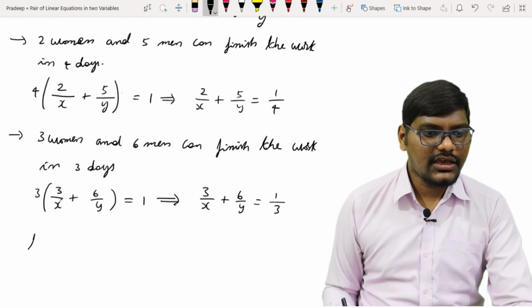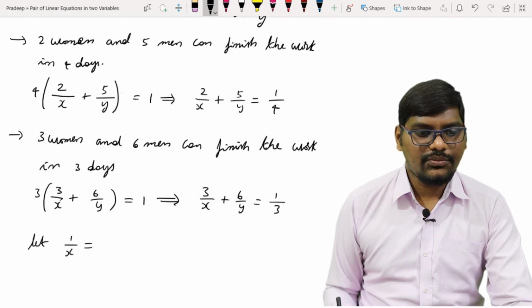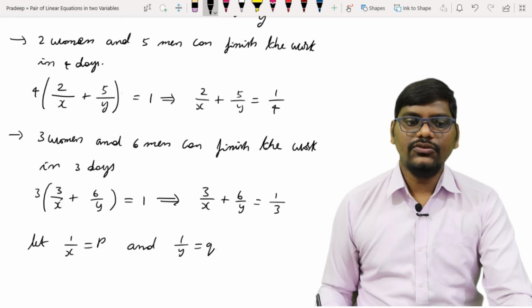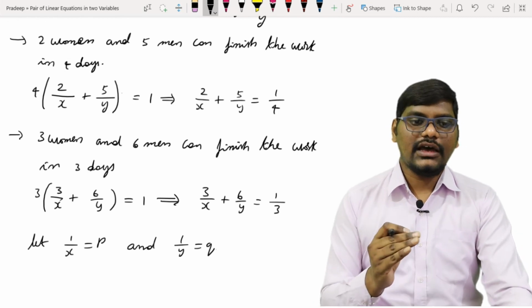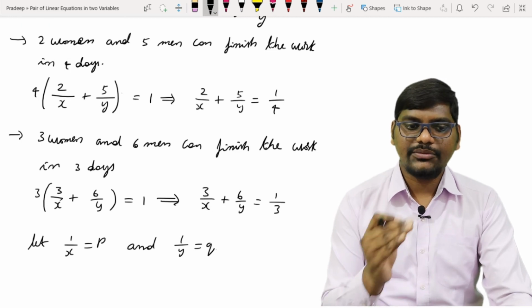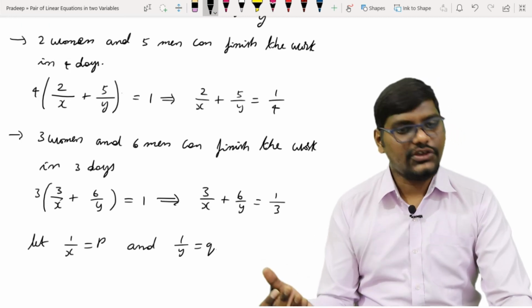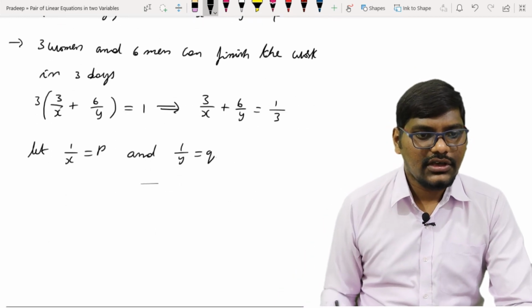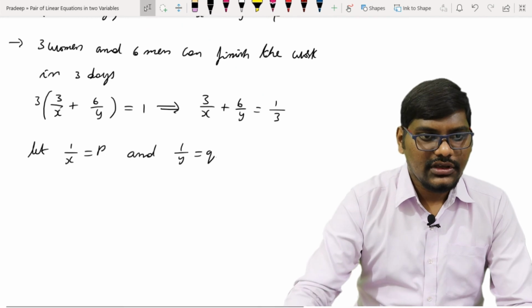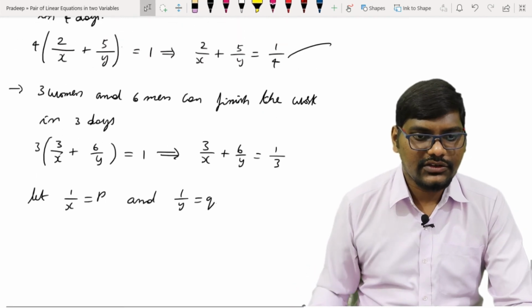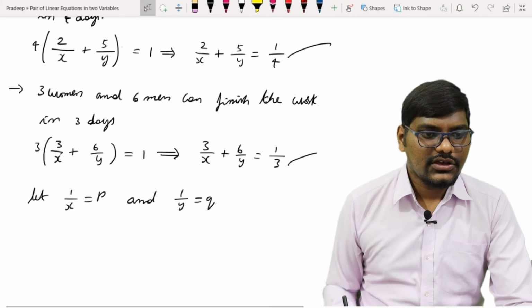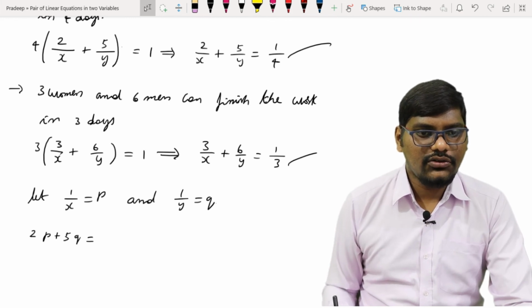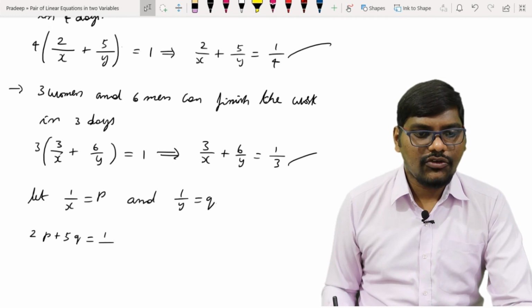So now we'll take, let 1 by x equal to p, and we'll write 1 by y is equal to q. So wherever 1 by x is there in the above equations, we'll just substitute 1 by x as p and 1 by y as q. So let's substitute. I can write the above equations, both of them, this one and this one, as 2p plus 5q equal to 1 by 4 we are getting.